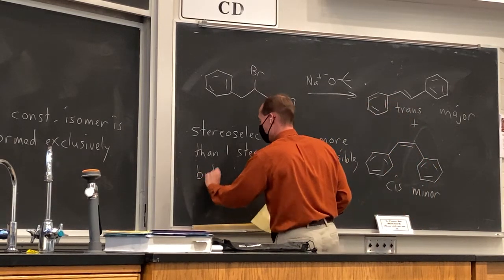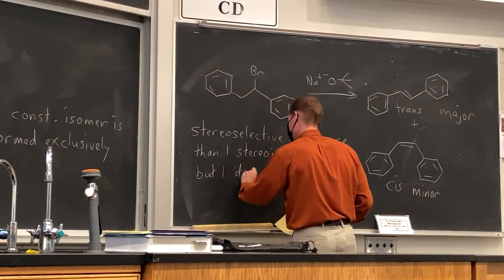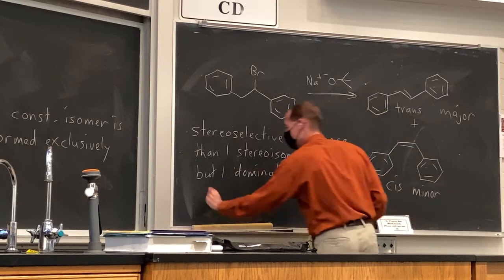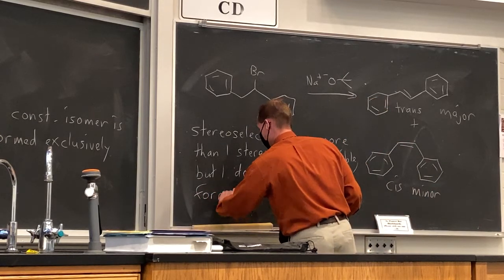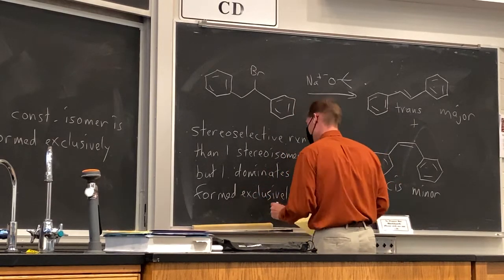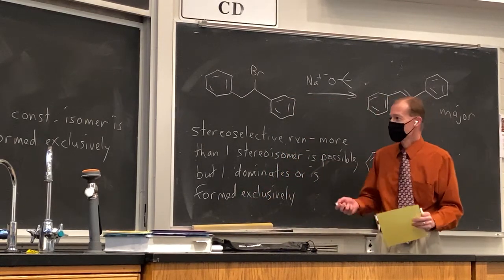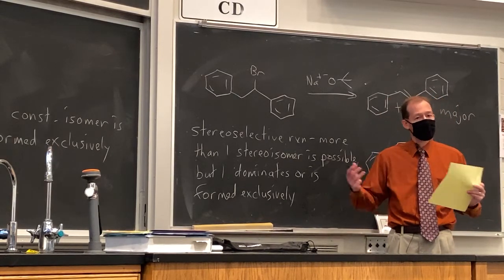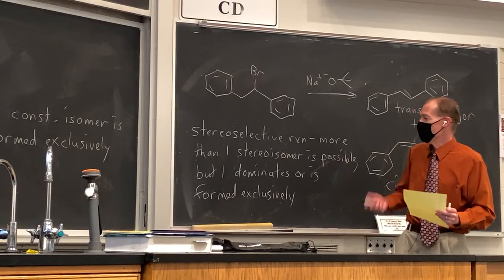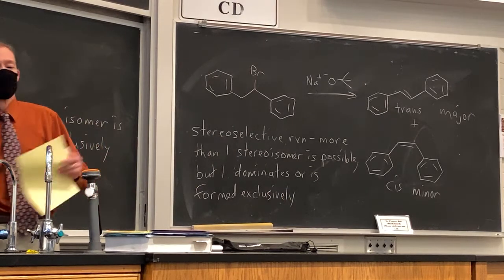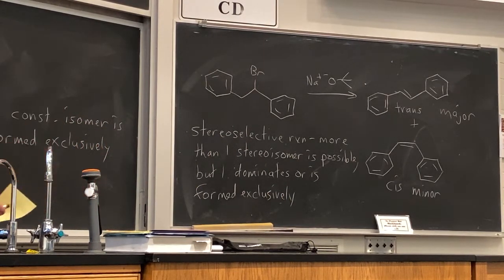But one dominates or is formed exclusively. So the example over here is regioselective. More than one constitutional isomer is possible, but there's a major product. And then the example over here is stereoselective. More than one stereoisomer is possible, but there is a major and a minor product.